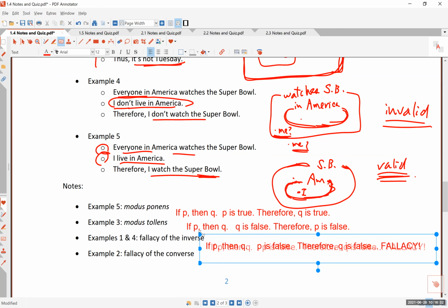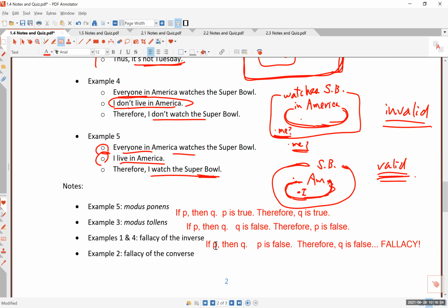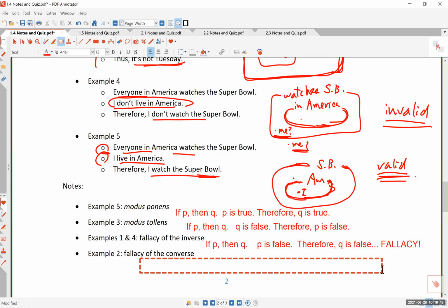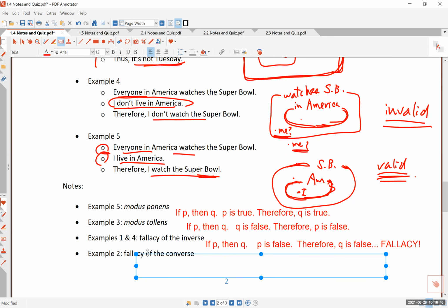That's invalid, because what you're doing is negating P, and then concluding that the negation of Q holds, and that's not true. Remember, that is called an inverse, and the inverse is not logically equivalent to the original statement. Example 2 is called the fallacy of the converse. If P, then Q is the starting point. And then remember what converse is? The converse is to say that if Q, then P.